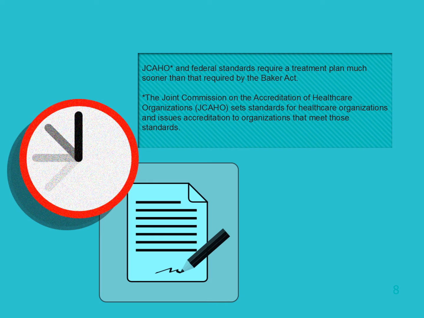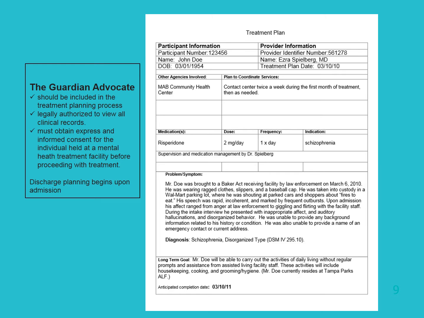The Joint Commission on the Accreditation of Healthcare Organizations, JCAHO, sets standards for healthcare organizations and issues accreditation to organizations that meet those standards. The treatment plan, including clear goals and measurable objectives, must address the specific factors that triggered the psychiatric crisis and the Baker Act admission.